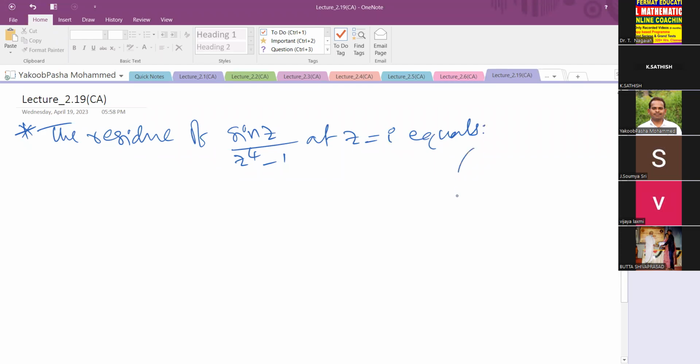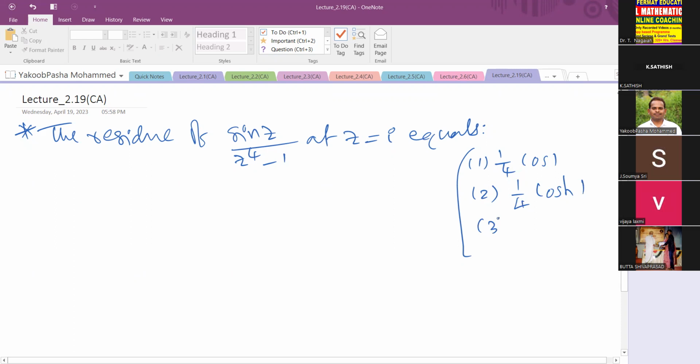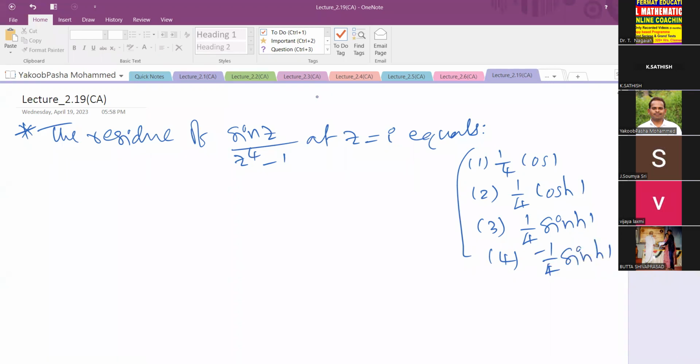Now we have four options. Option 1: 1 by 4 cos 1. Option 2: 1 by 4 cosh 1. Option 3: 1 by 4 sinh 1. And option 4: minus 1 by 4 sinh 1. These are the four options we have.